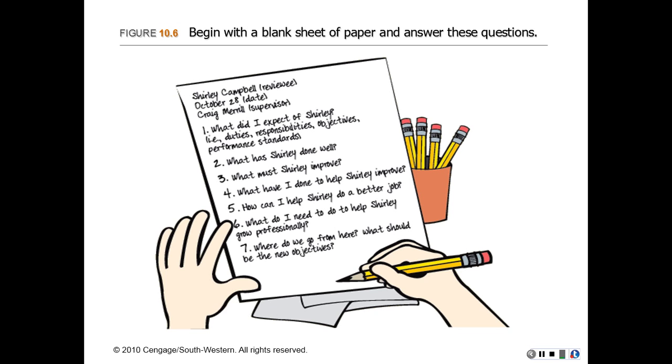So if you're not sure what to do, begin with a blank sheet of paper and answer these questions. What has Shirley done well? What does Shirley need to improve on? What have I done to help Shirley improve? Have I given her all the tools so she can do a good job? What do I need to help you out with, Shirley? And where do we go from here? What are your new objectives?